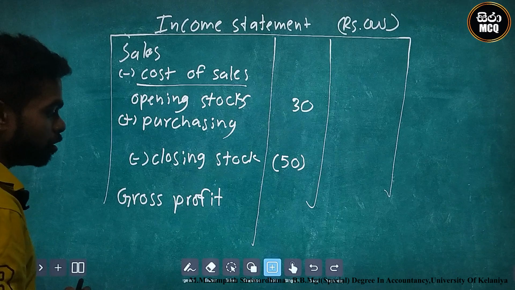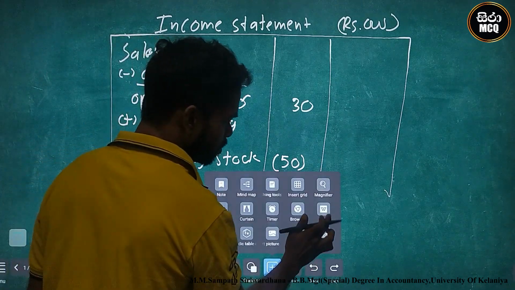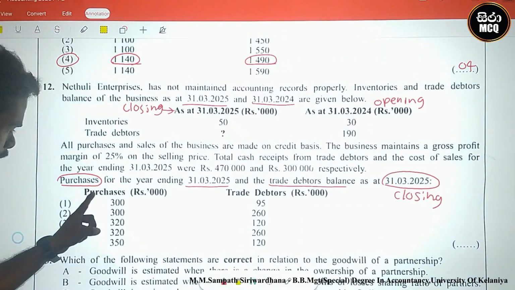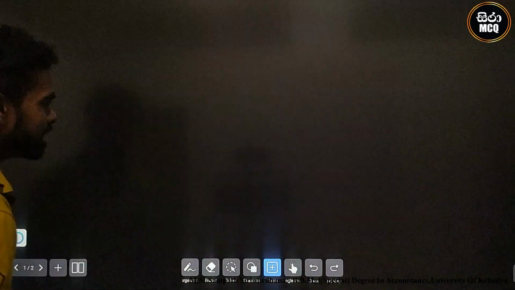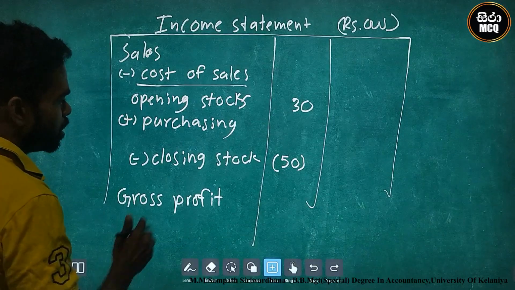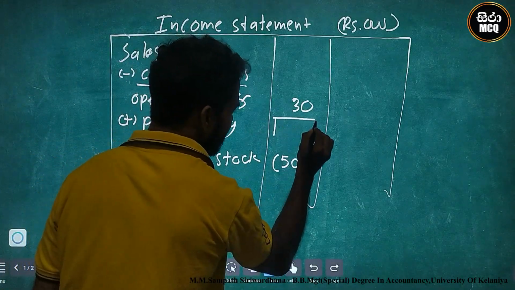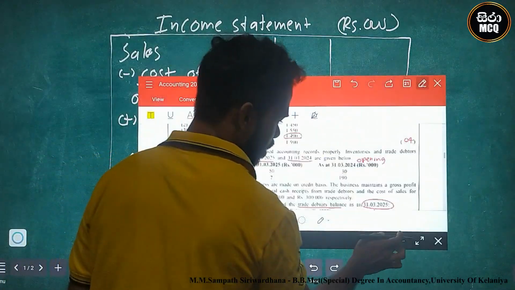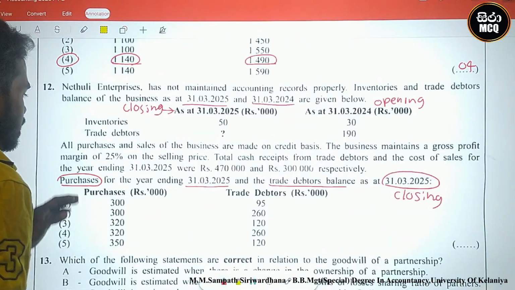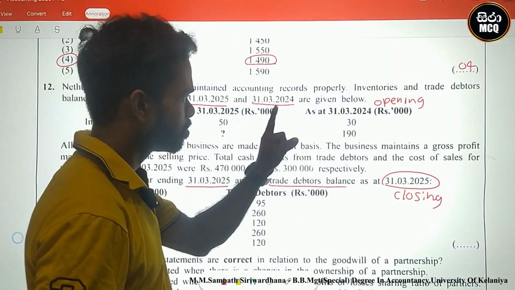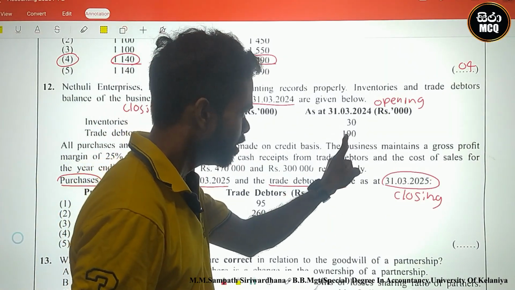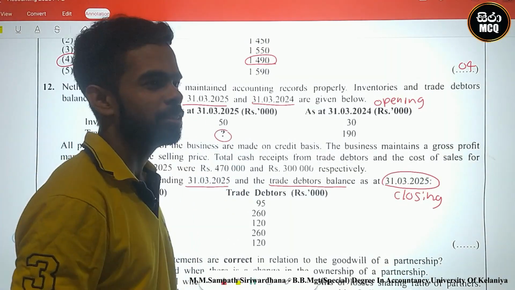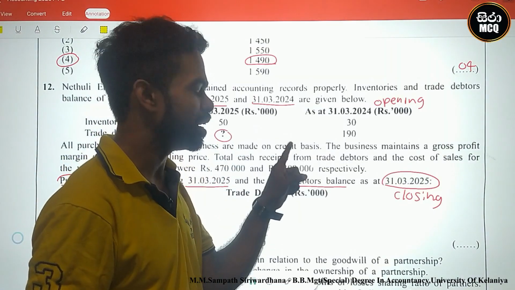Look here, our requirement. What is the requirement? The requirement is purchases. Look here, purchasing is there. Okay, let's see the question. And they gave us trade debtors opening 190, closing is blank. This requirement is the closing balance.